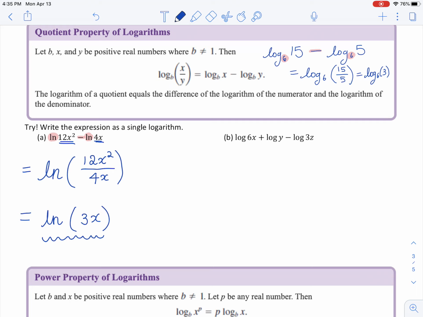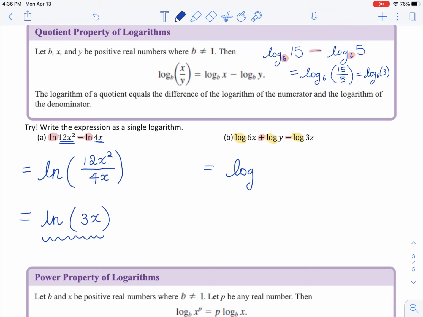Okay? Ooh, look at B. It's not only subtracting, but you notice we got an adding there, and then we got a subtracting there. So let's do this one together. But first of all, the condition is that they must have all common log bases. This is just log, this is just log, and this is just log. They're all common log. What's the base? Base is 10. So we get to combine them into a single log, single common log.